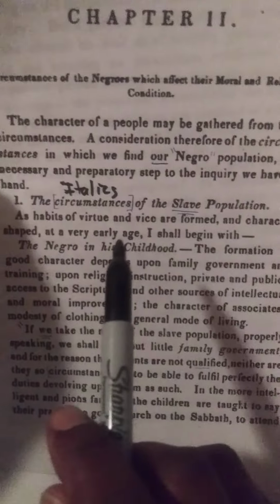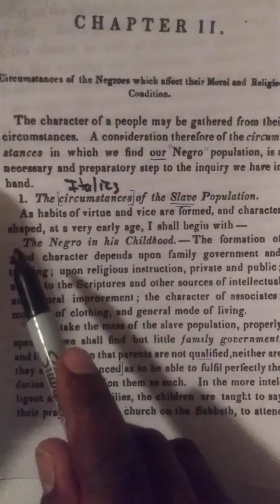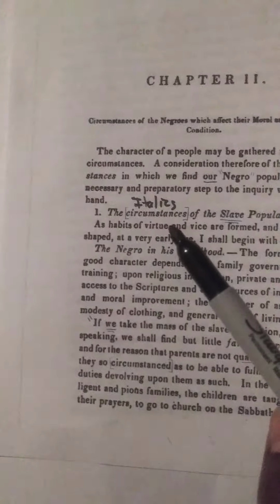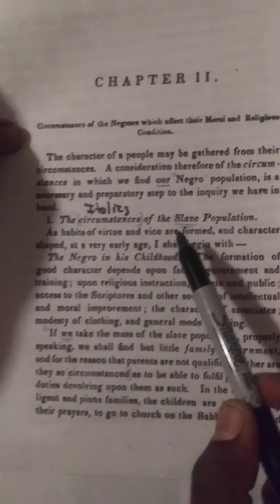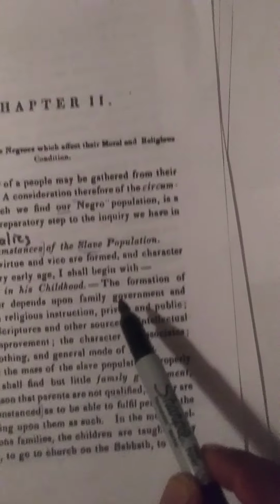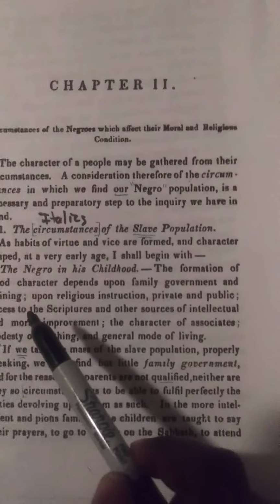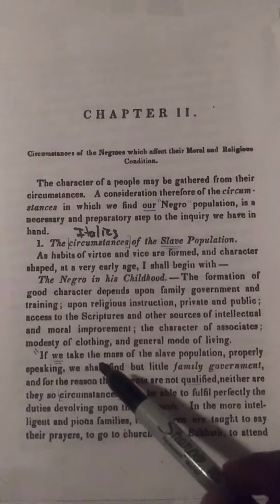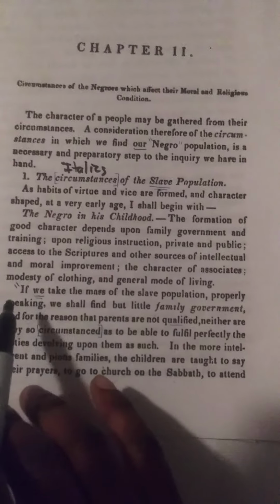But the question you have to ask yourself is this. Why, when they talk about religion and instructions, do they talk about a slave population or family government? Think about it. This section is called The Negro in His Childhood. Understand. Read this and listen.